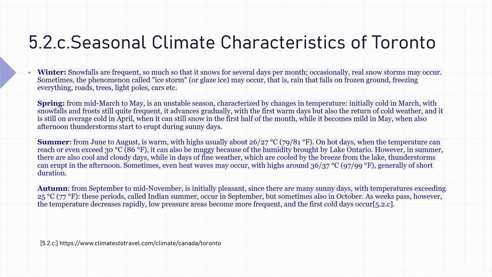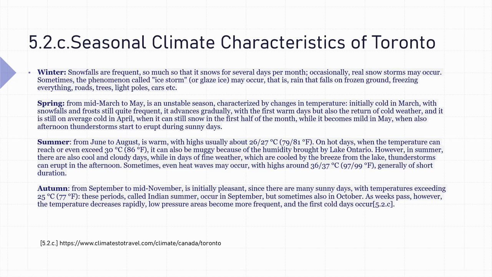In winter, snowfalls are frequent, so much so that it snows for several days per month. Occasionally, real snowstorms may occur. Sometimes, the phenomenon called ice storm or glazed ice may occur. That is rain that falls on frozen ground, freezing everything: roads, trees, light poles, cars, etc.